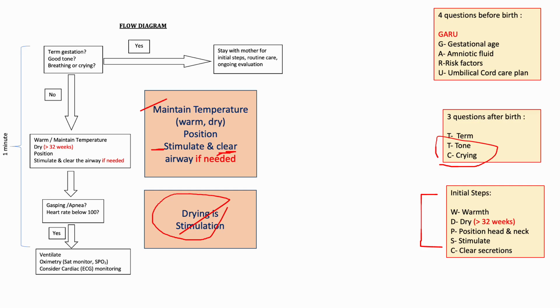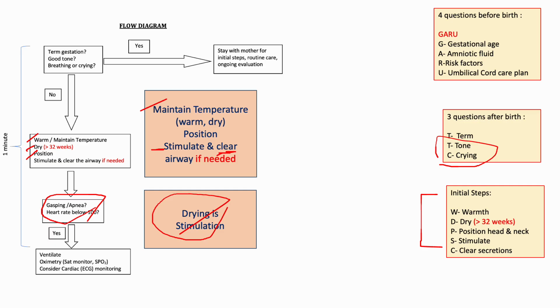So keep the baby warm, keep the baby dry, but remember that for babies who are less than 32 weeks, you don't have to dry the baby, and then position the baby. By this time, the baby should be crying and breathing, and you should be all good. If not, if the baby is gasping or having apnea and the heart rate is below 100, at this point, you have to start ventilating the baby.